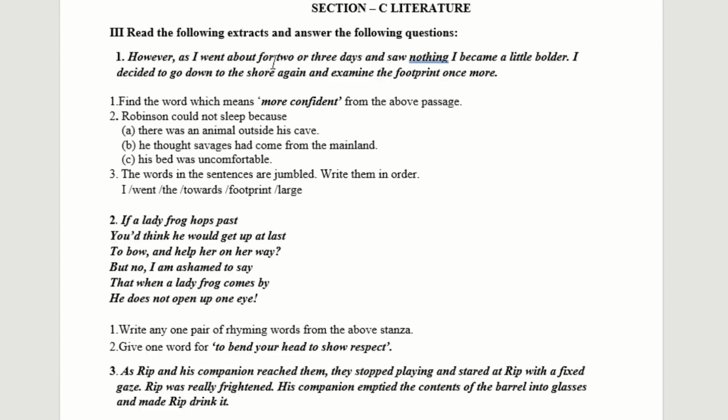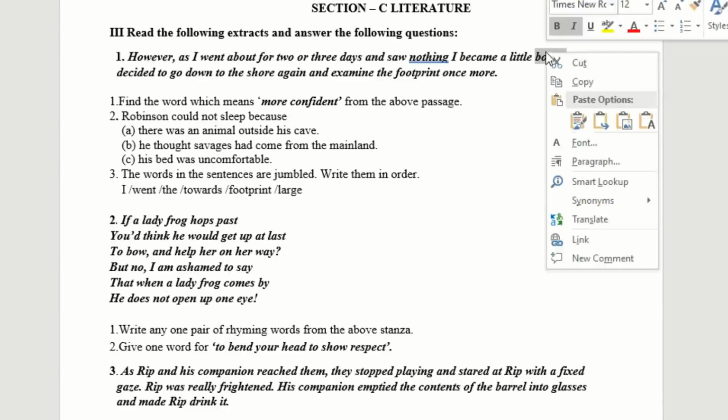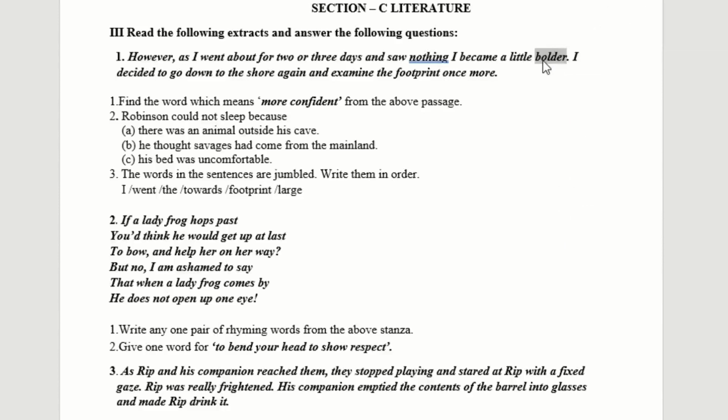However, as I went about for 2 or 3 days and saw nothing, I became a little bolder. I decided to go down to the shore again and examine the footprint once more. So we can understand that this is an extract taken from the lesson Robinson Crusoe's footprint. So let's see the questions. Find the word which means more confident from the above passage. Which word tells you that he is more confident? Let's find out. Yes, here it is: I became a little bolder. You have to read the passage if you are not getting the word. Please read the extract once again and get the answer. Now this is the answer: bolder.